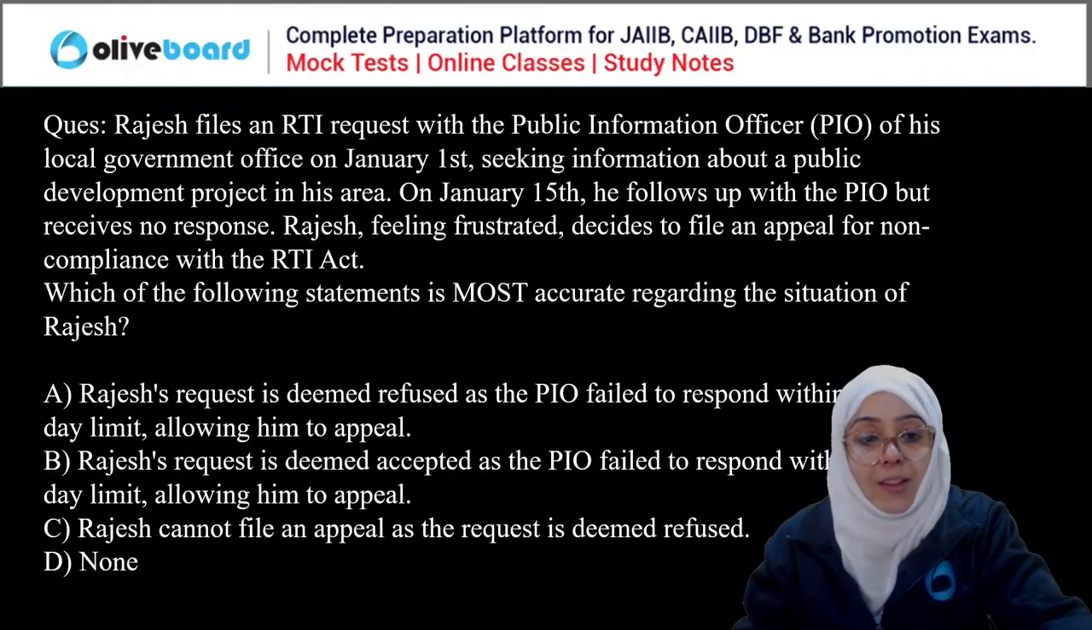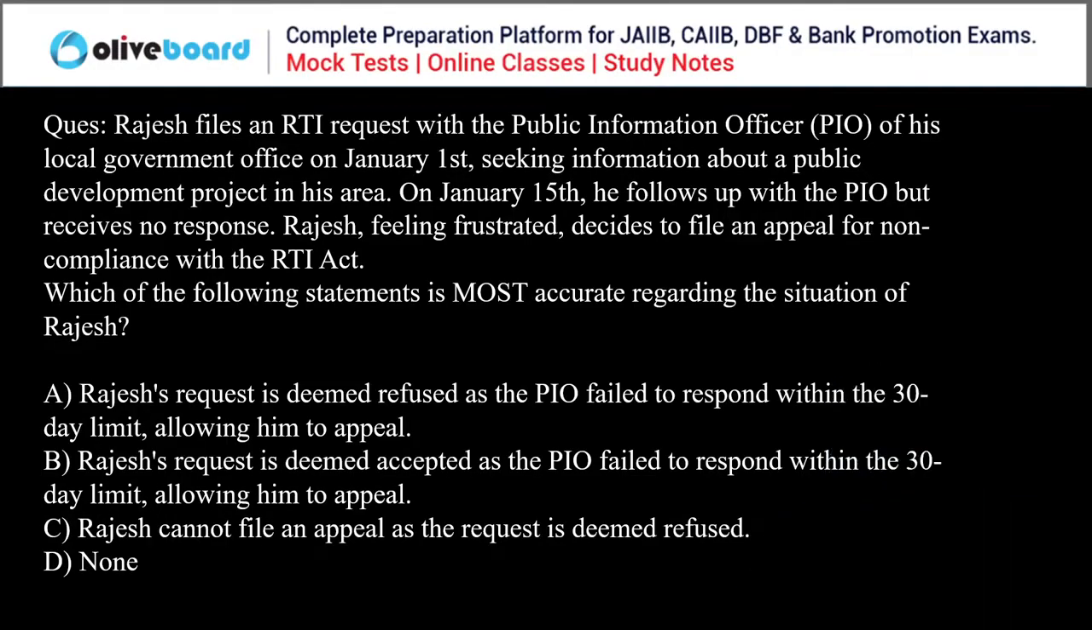I'm just switching off the camera so that you can read the question carefully, okay? Rajesh cannot file an appeal as the request is deemed refused, or none of the above. You have to answer this question. It is again a very good question regarding the Right to Information Act. Public Information Officer, Right to Information Act, January 1, January 15th. Very important. Read the question carefully. There are some hidden details in this. Please answer this question.